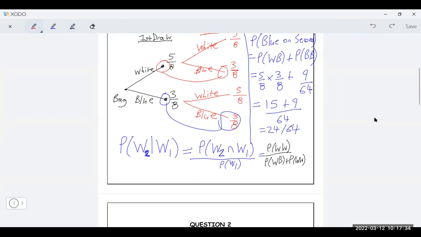So that would be now white, and white is 5/8 times 5/8 divided by white then blue, which is 5/8 times 3/8 plus 5/8 times 5/8. 5 times 5 is 25, so that's 25/64, divided by 5 times 3 is 15, so that's 15 plus 25/64, which works out to be, the 64s will cancel, so we'll just get 25/40. That would be the answer, 25/40.